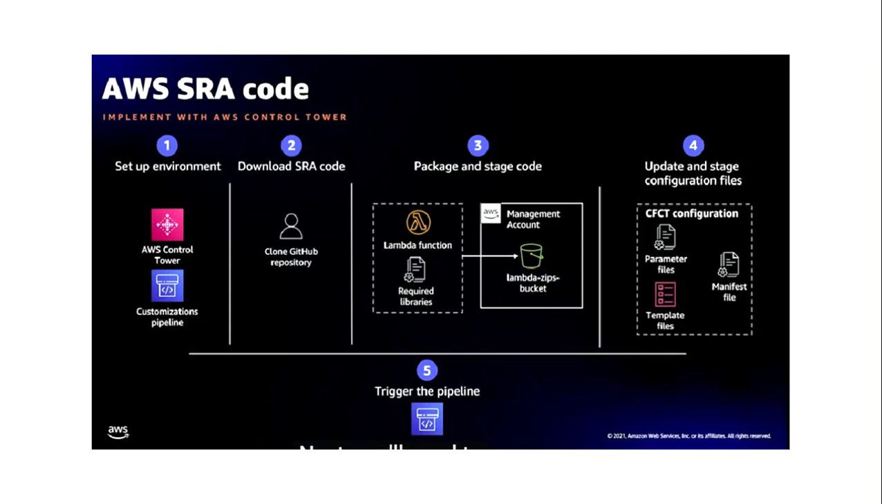And there's a requirement of the library. You're going to make sure the library is compliant, and also you're going to make sure the upload and the stage configuration files such as Config, CT, which include the parameter file, manifest file, and template file are going to be included, and also later on we're going to check the pipelines.